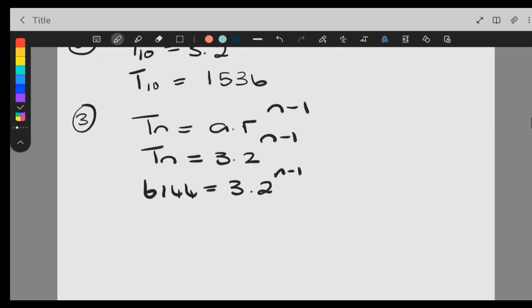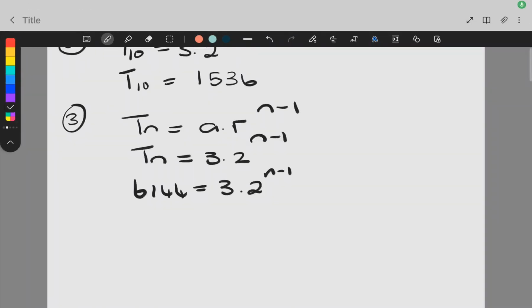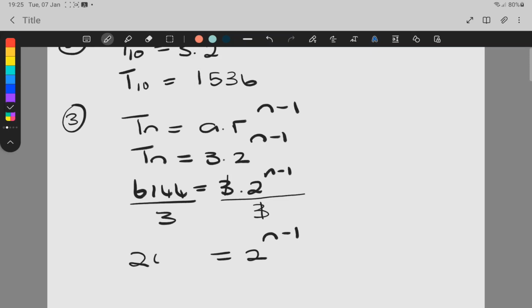With geometric patterns, you need to know your exponential rules. So to get the exponential part by itself, I'm going to divide this side by 3. But what I do on the right, I have to do on the left. So this 3 and this 3 will cancel. So 2 to the n minus 1. 6144 over 3 gives me 2048. And now, with exponents, I need to make the base numbers the same.